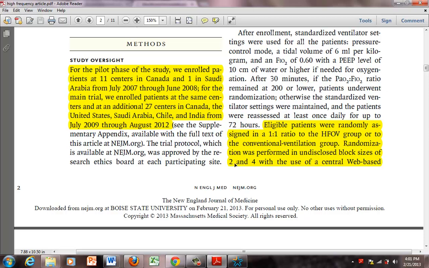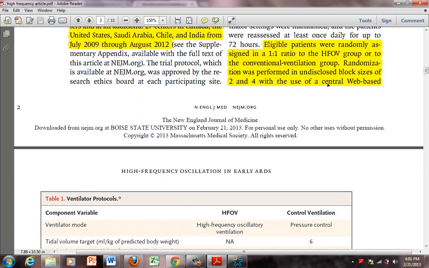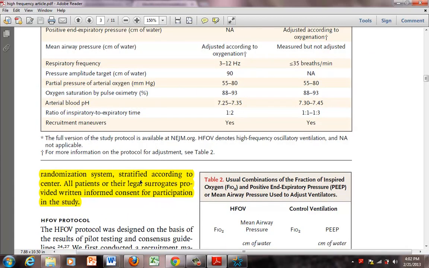So they're doing this in blocks of 2 and 4 in a 1-to-1 ratio. So 2 to 2 and 4 to 4. They say they used a central web-based randomization system, and it was stratified according to centers.